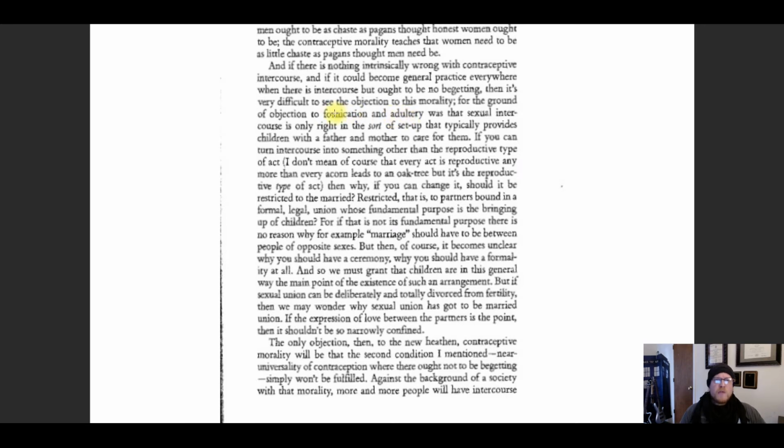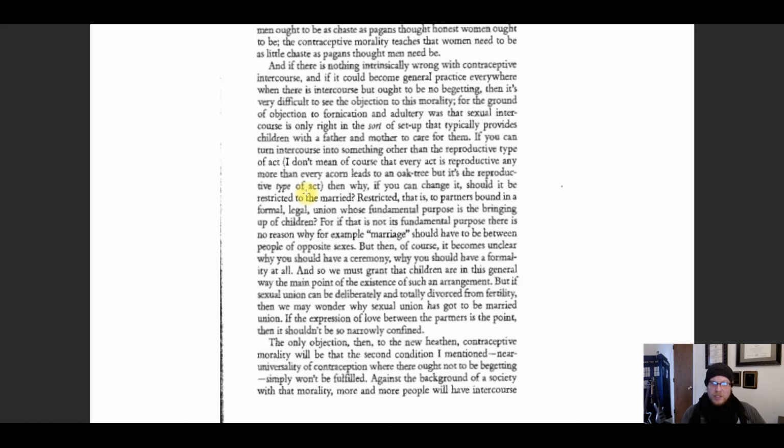to this morality, for the ground of objection to fornication and adultery was that sexual intercourse is only right in the sort of setup that typically provides children with a father and mother to care for them. If you can turn intercourse into something other than the reproductive type of act, I don't mean, of course, that every act is reproductive any more than every acorn leads to an oak tree, but it's the reproductive type of act. Just as an aside, what she's saying here is, yeah, not every seed you plant in the ground produces plants, but that's the purpose of putting seeds in the ground.